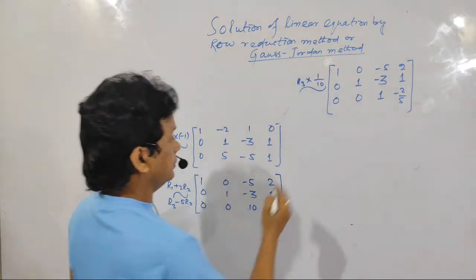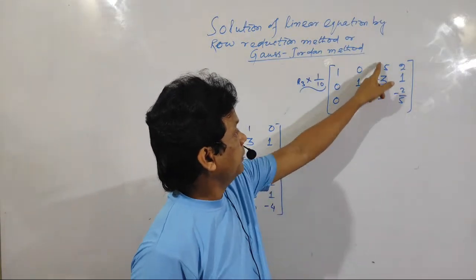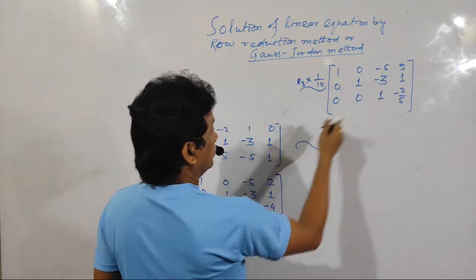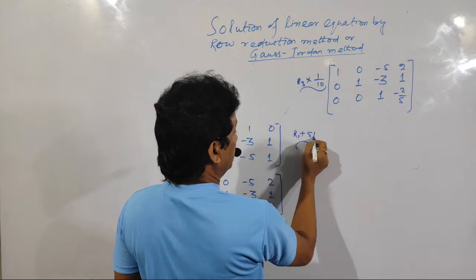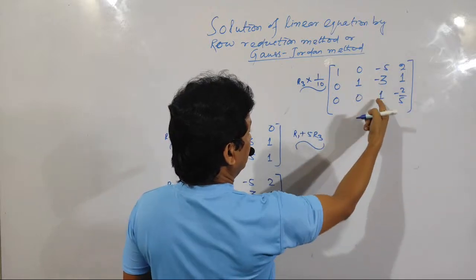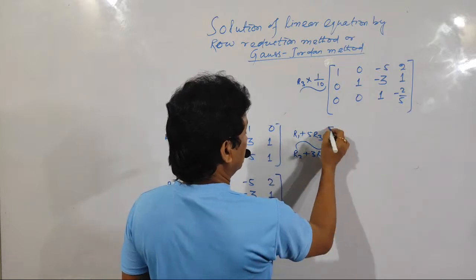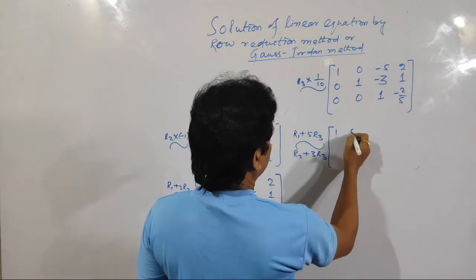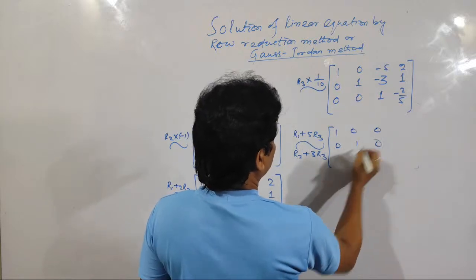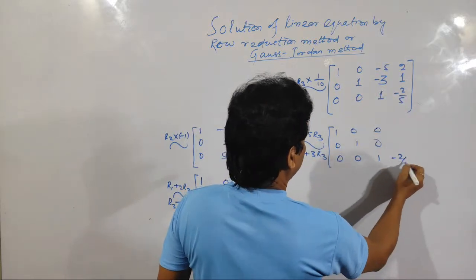So now the last step. Last step is that by the help of this one, you have to make this to 0. So R1 plus 5 times of R3, R2 plus 3 times of R3. Clear? So finally this will become 1, 0, 0, 0, 1, 0, 0, 0, 1. Now only these three. It is minus 2 by 5.